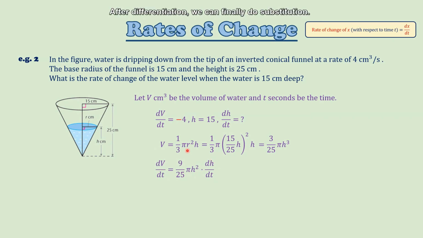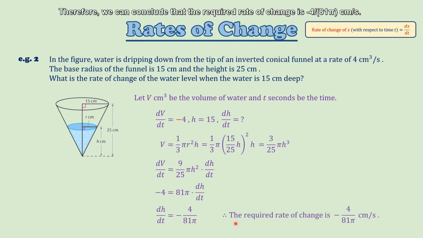After differentiation, we can finally do substitution. We can substitute dV/dt to be minus 4 and H to be 15. As a result, we can solve that dH/dt is equal to minus 4 over 81 pi. Therefore, we can conclude that the required rate of change is minus 4 over 81 pi cm per second. The minus sign here means the water level is decreasing.